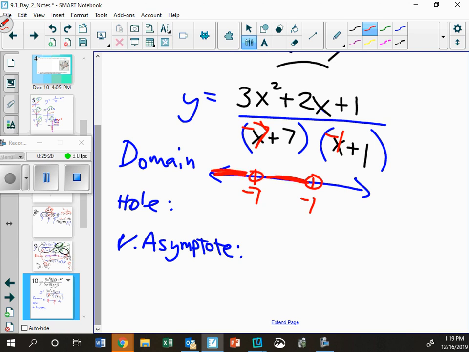It can be everything else. To me, that's way easier than writing the thing with the infinities and the commas and all that stuff. If you really like interval notation, go ahead, write it that way. Okay, hole. What's the hole? None. There wasn't a hole because the top didn't factor.